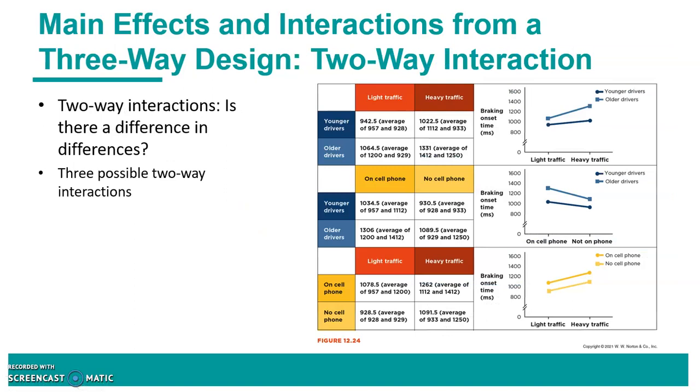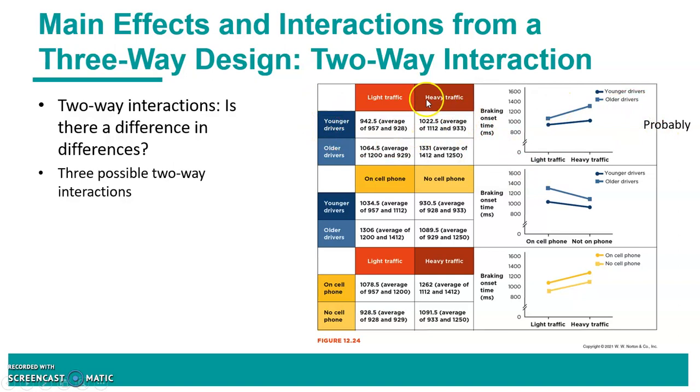With a three-way design, you have two-way interactions, which are what we've already seen. It's basically three 2x2 possibilities. You could have an interaction between traffic and age, an interaction between cell phone use and age, and then an interaction between traffic and cell phone use.